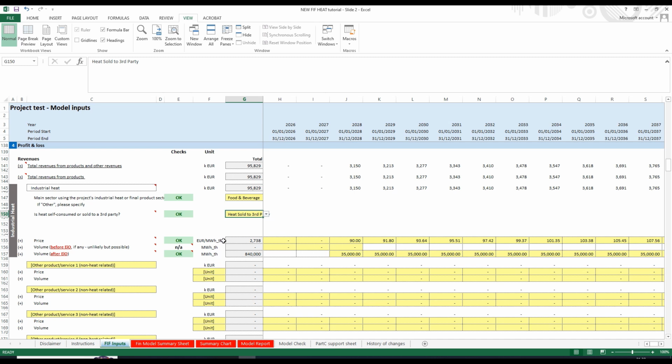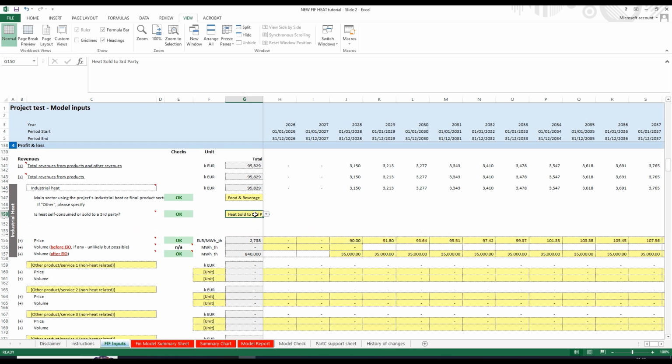Ensure that the heat volumes and prices align with the heads of terms submitted in the mandatory annexes of your application. In this fictive worked example, the business model is based on heat sold to a third party. If heat is self-consumed, indicate the heat volumes reserved for self-consumption and set the prices to 0. Later in this tutorial, we will show an example where heat is self-consumed.